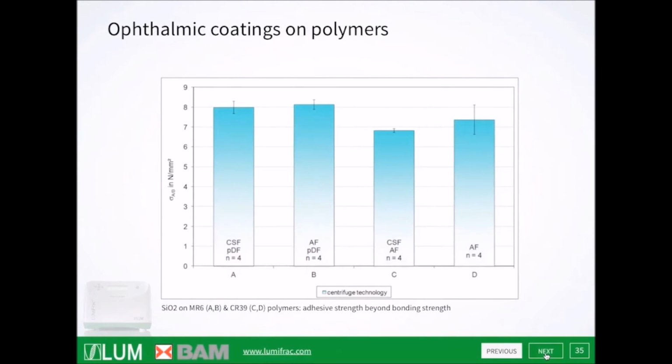The second example shows ophthalmic coatings on polymers. Adhesive failure, cohesive substrate failure, and partial delamination failure can be observed. The adhesion of the coating is rather good, beyond about 8 MPa. The standard deviation is usually below 10%, which is, from the technical point of view, very promising.